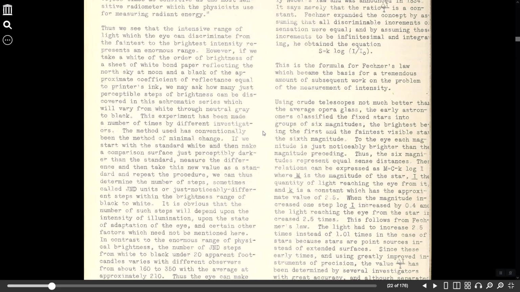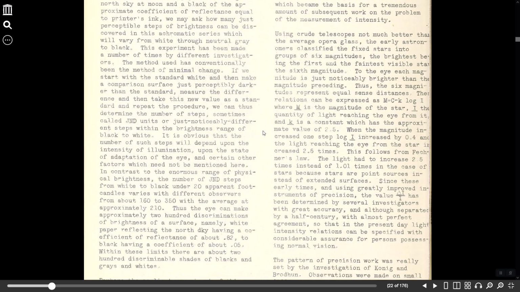The method used has conventionally been the method of minimal change. If we start with a standard white and then make a comparison surface just perceptibly darker than the standard, measure the difference, and then take this new value as a standard and repeat the procedure, we can thus determine the number of steps, sometimes called J&D units, or just noticeably different steps within the brightness range of black to white.